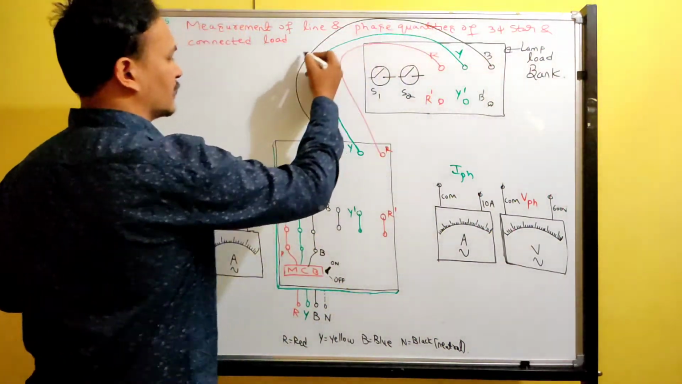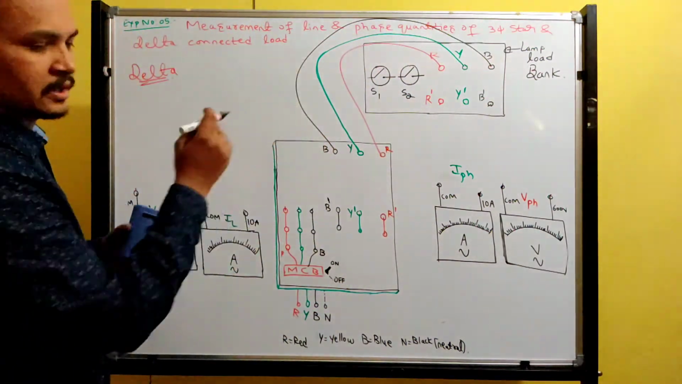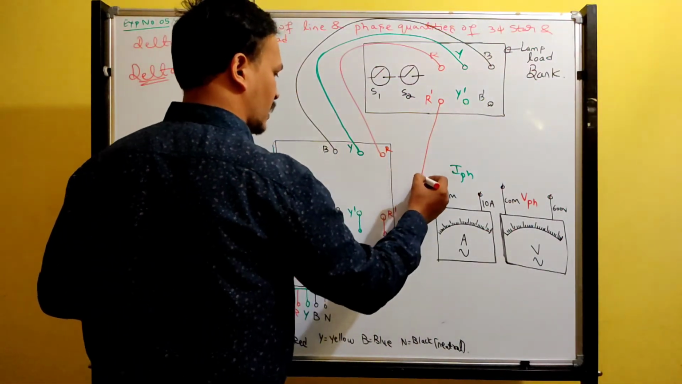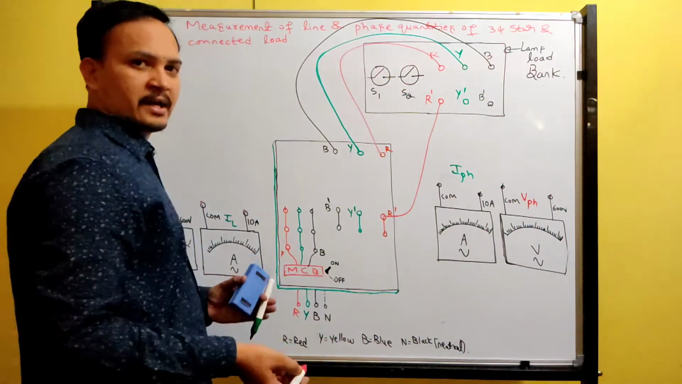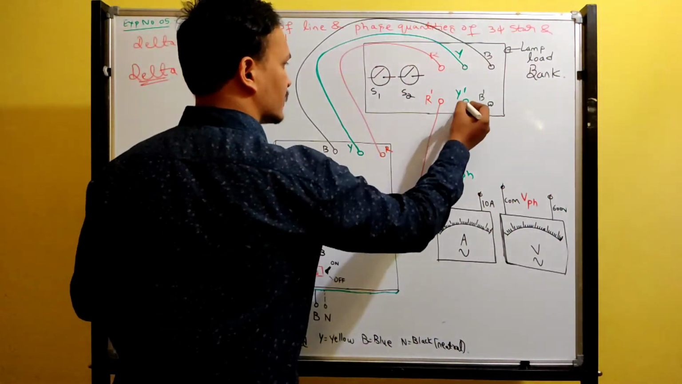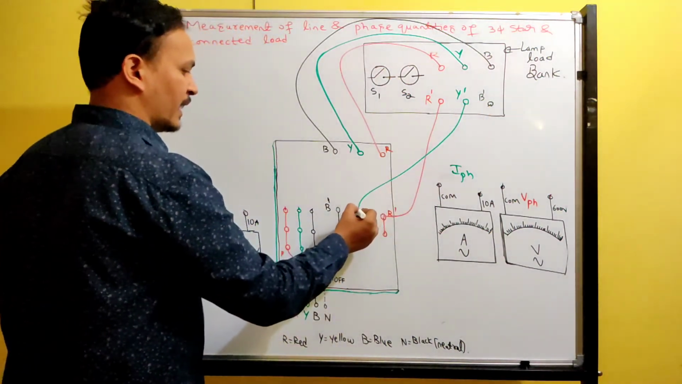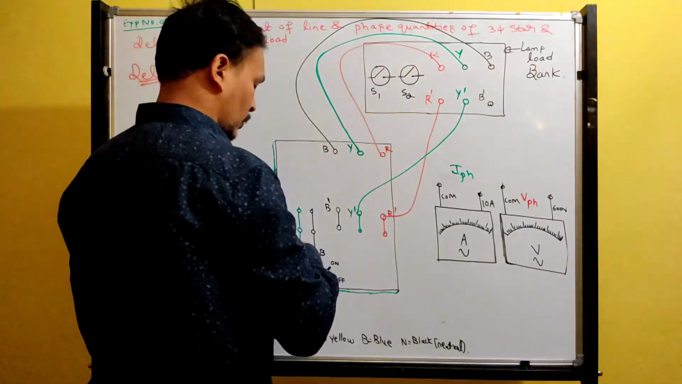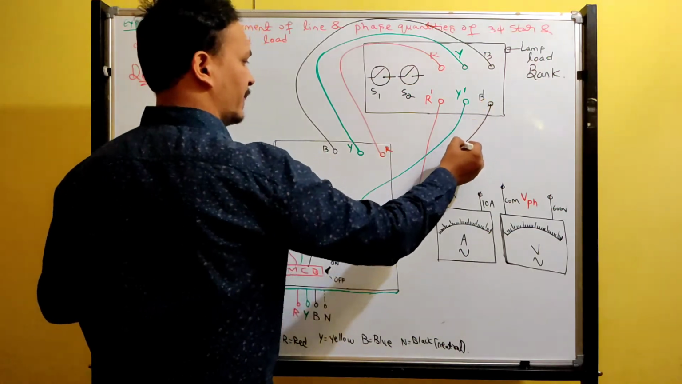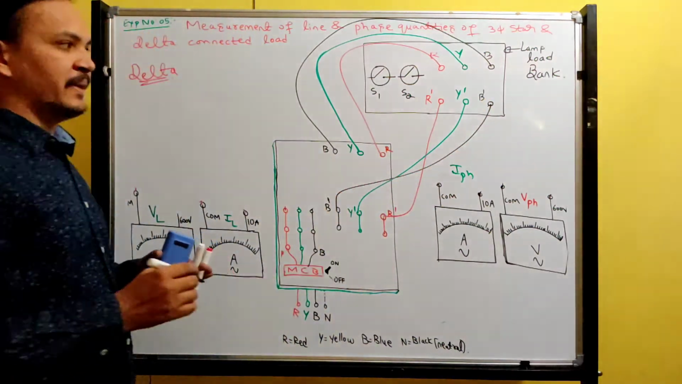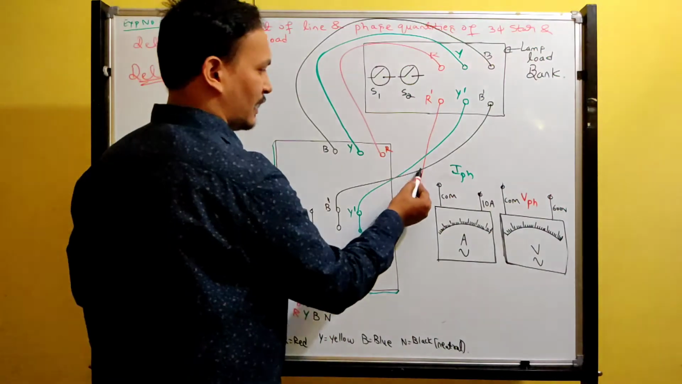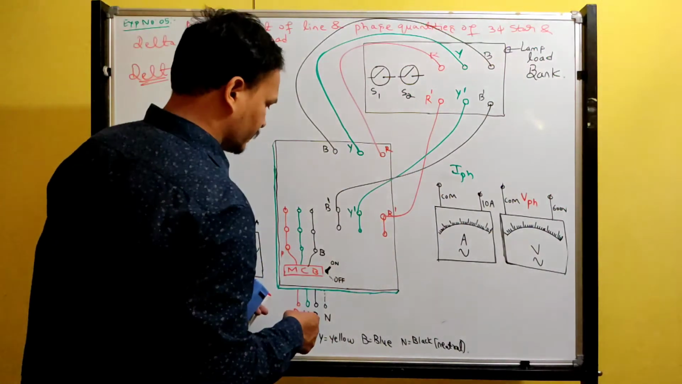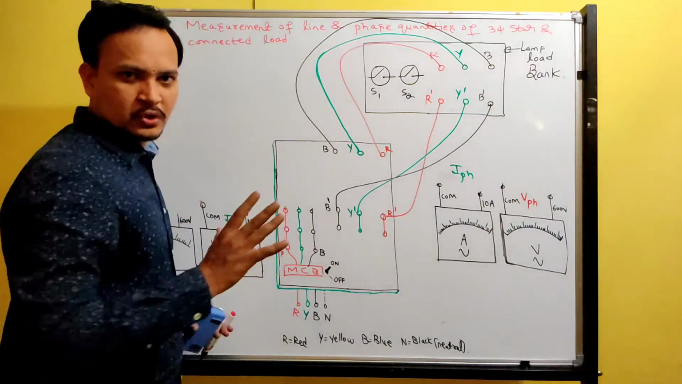Now B is connected to B. All top terminals are connected to top terminals. Next, the bottom terminals. R dash is connected to R dash, Y dash is connected to Y dash, and B dash is connected to B dash. Don't think that all these are connected together. It is a wire. So look here. This is the first step, you should do it.